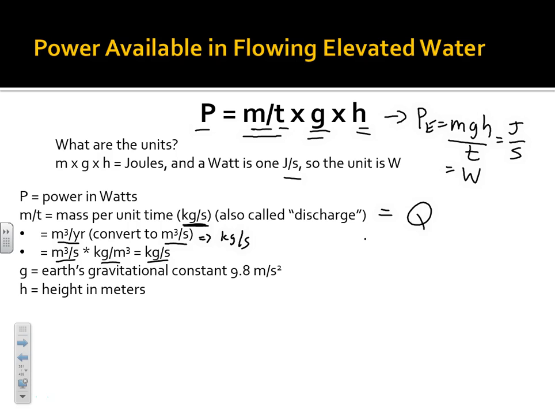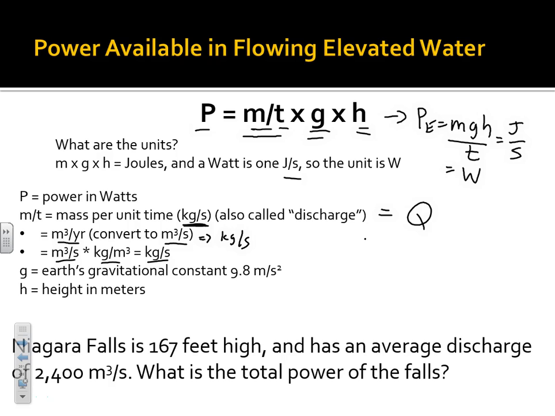All right, so let's go over a sample problem. Here's Niagara Falls, and these are accurate statistics. Niagara Falls is 167 feet high and has an average discharge of 2,400 cubic meters per second. What's the total power of the falls? Go ahead and press pause to see if you can figure this out, and then I'll do it for you.